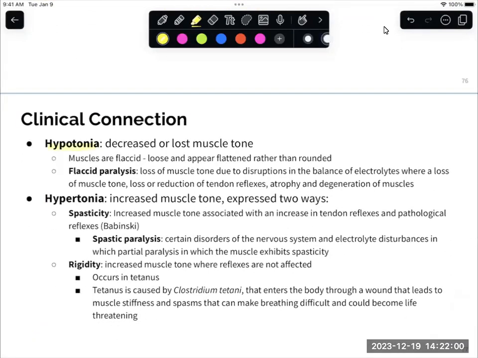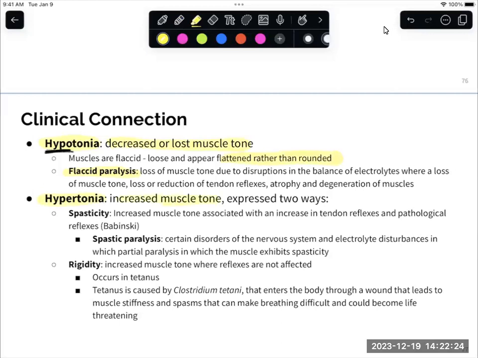So hypotonia. Hypo just means below normal. So it's a decrease or loss in muscle tone. That's flaccid paralysis, flaccid meaning flat. Muscles have a flattened appearance.